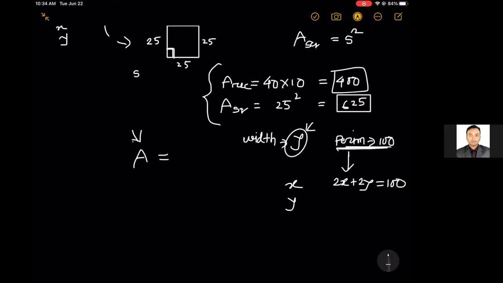We know that. And the question says we need to write the area in terms of y. That means it needs to be something times y, and that needs to be in terms of y as well. We can't have x. We definitely know it's x times y, where the width is y, but we need to replace this x by some values of y. How can you do that? Can't you just do length times width?